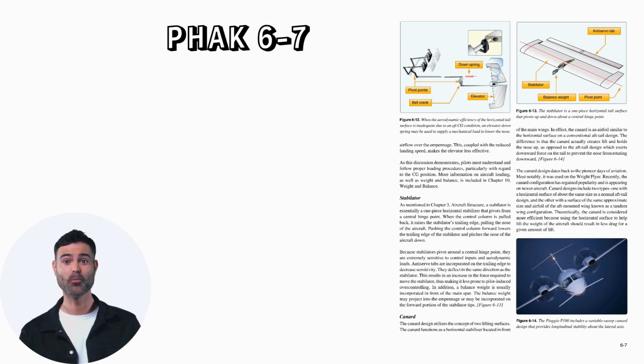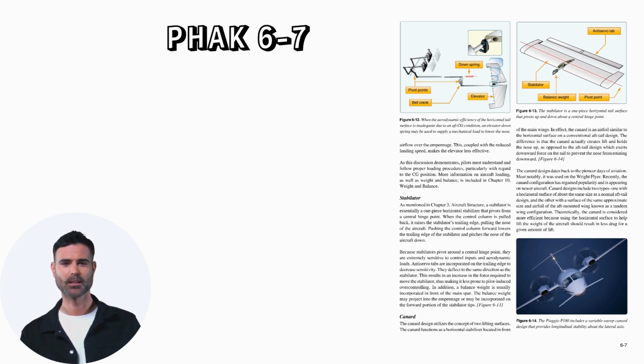Anti-servo tabs are incorporated on the trailing edge to decrease sensitivity. They deflect in the same direction as the stabilator. This results in an increase in the force required to move the stabilator, thus making it less prone to pilot-induced over-controlling. In addition, a balance weight is usually incorporated in front of the main spar. The balance weight may project into the empennage or may be incorporated on the forward portion of the stabilator tips.